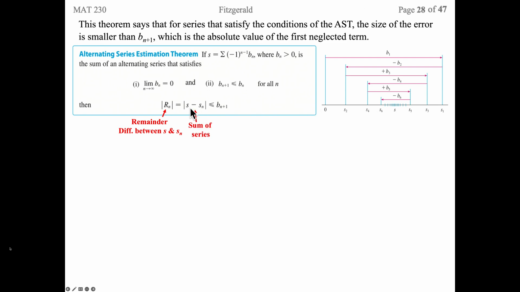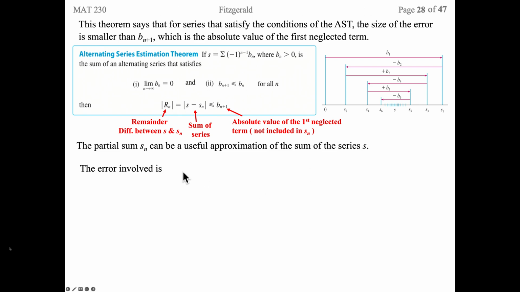So, like I said, the sum of my series is s minus the partial sum. This is the absolute value of the first neglected term. This is the term that we're not going to add on to the s sub 5. That would be the sixth term. So what we can do is come up with a really good approximation of the infinite sum, the s, if you will.